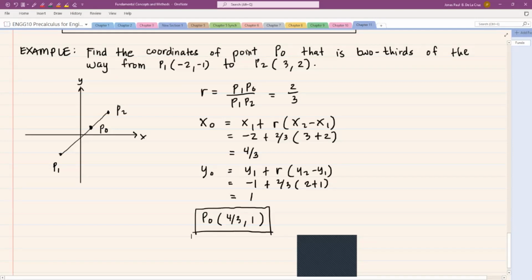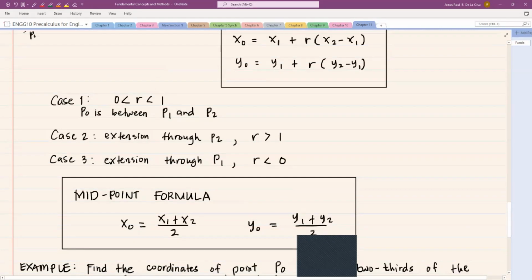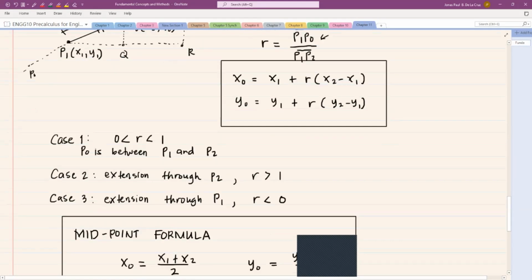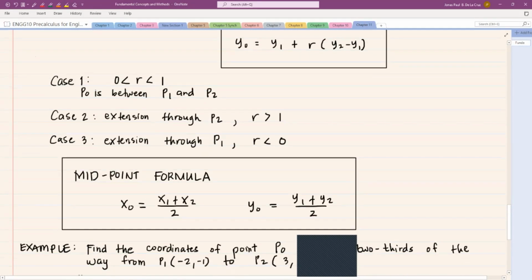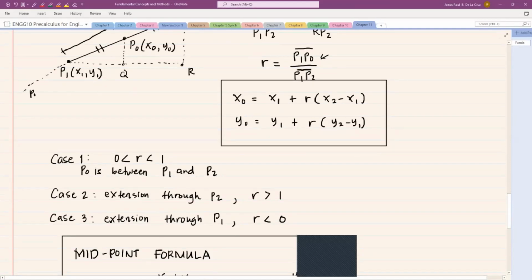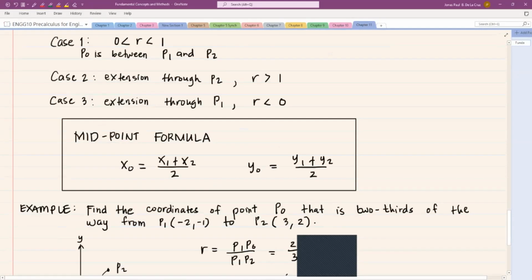Okay? The only tricky part here is the R. It's a bit confusing. It depends on which case, there are 3 cases, depending on where the point extends. The easiest is case 1, right? When P is between P1 and P2. So this formula, we will not use it when the midpoint is being discussed, because we already have a direct formula for the midpoint. All right? Do you have any question with this one?